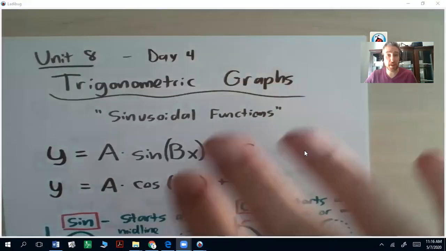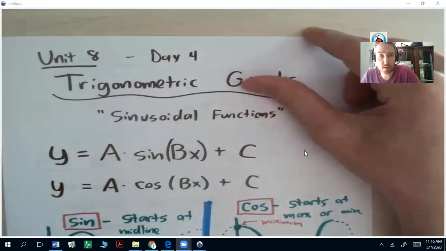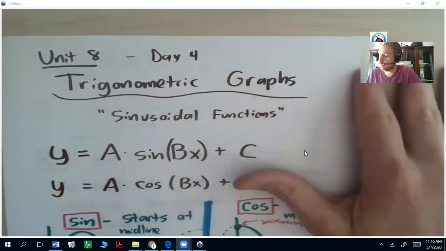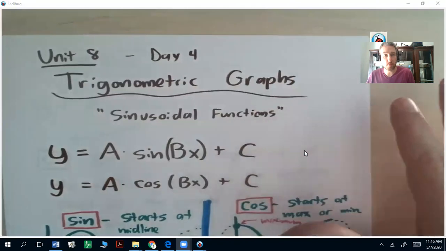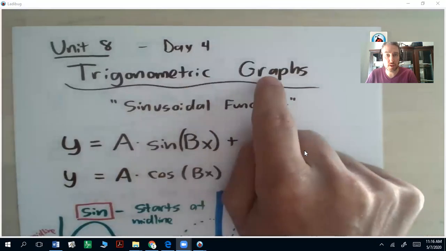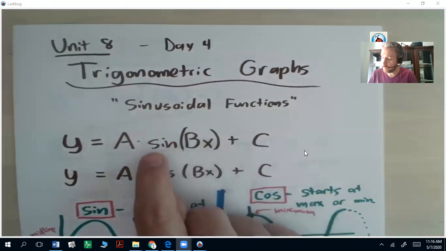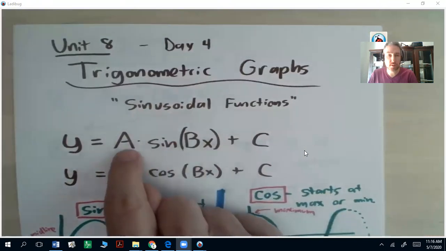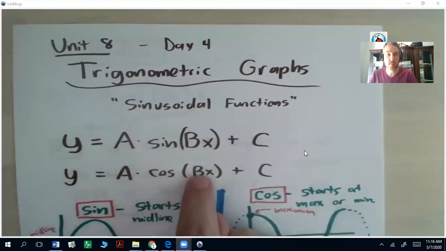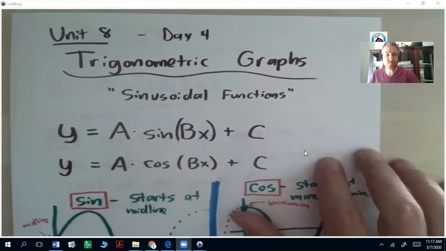All right, hello, and let's finish up our trigonometric unit by talking about how the unit circle and sine and cosine and all that stuff can be graphed. We're going to be talking about two specific functions today. These are called trigonometric functions, trigonometric graphs. Sometimes they're called sinusoidal functions, and they're of the form a times sine of bx plus c, or a times cosine of bx plus c. And I'll talk about what a, b, and c mean a little bit later.